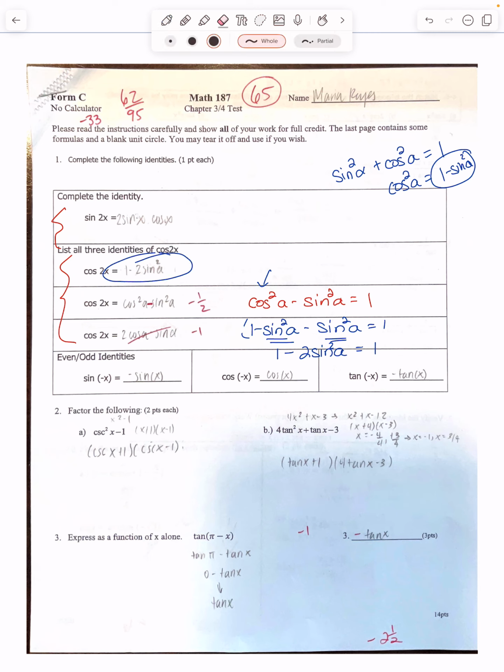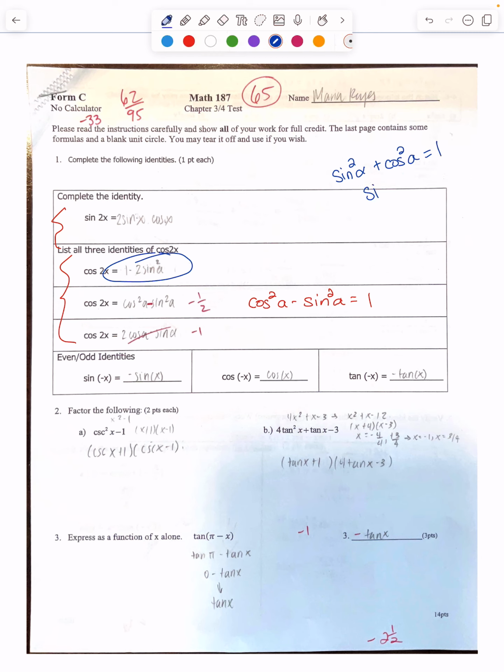To get the other one, all you have to do is go back and instead of solving for cosine, solve for sine. Move the cosine to the other side. And I know that sine squared is equal to 1 minus cosine squared. I know I didn't say the squared, but 1 minus cosine squared. And then if I simplify, I get cosine squared minus 1 minus cosine squared. Don't forget to distribute your negative, plus cosine squared equals 1. And I end up with 2 cosine squared minus 1 is equal to cosine of 2 alpha.